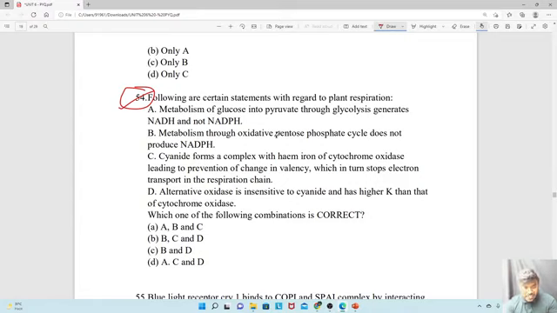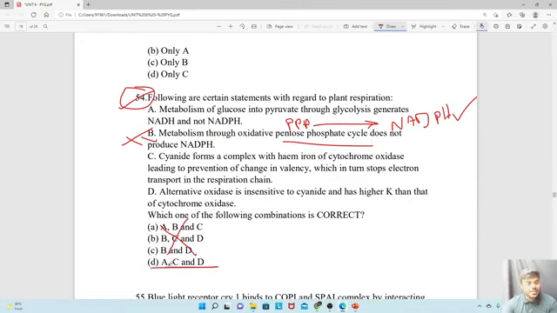Okay, anyone? What is the answer for 66? Sorry, 54. Answer for 54. 54 is D. Absolutely right. Friends, we can easily eliminate the option. What is the ultimate goal of the PPP pathway? Ultimate goal of the PPP pathway is the production of NADPH. Hence option B is wrong. If you come to know that option B is wrong, we can eliminate three options just like that. Hence the answer will be A.